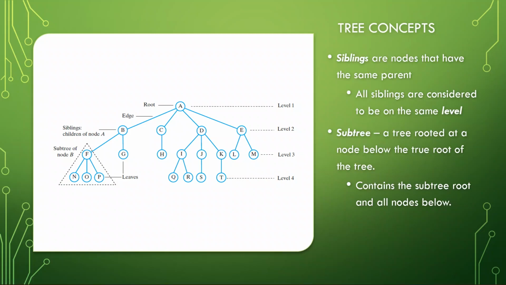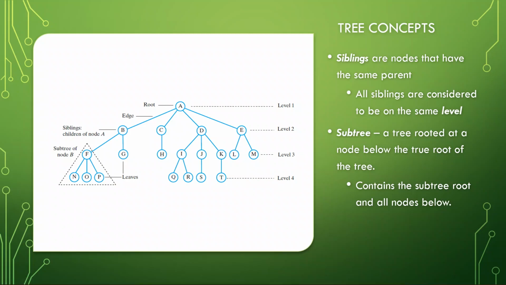Siblings are nodes that have the same parent. All siblings are considered to be on the same level. So if I know I have the same parent, we're on that same level. And for levels, the root is always 1, then all the children that go after that are 2, then 3, then 4 from there.